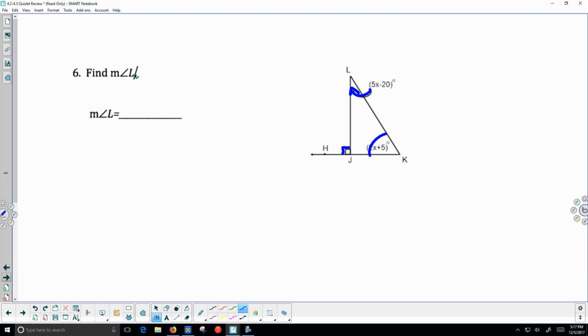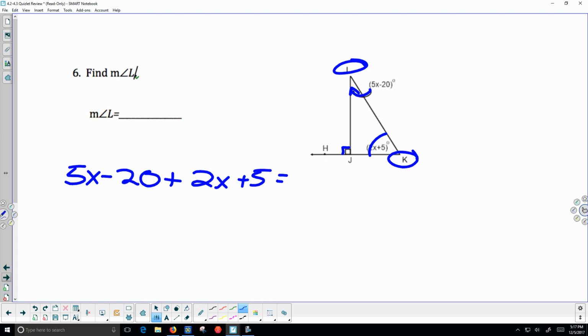All right, so what I'm going to do is take my 2 interior angles and add them to my exterior angle. This is the remote interior angle theorem. So I'm going to take 5x minus 20, I'm going to add 2x plus 5, and it is going to equal that 90-degree angle. Combine like terms, I'm going to get 7x minus 15. That's going to equal 90.